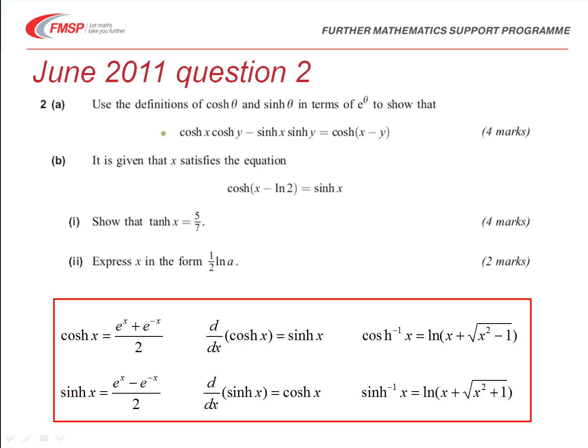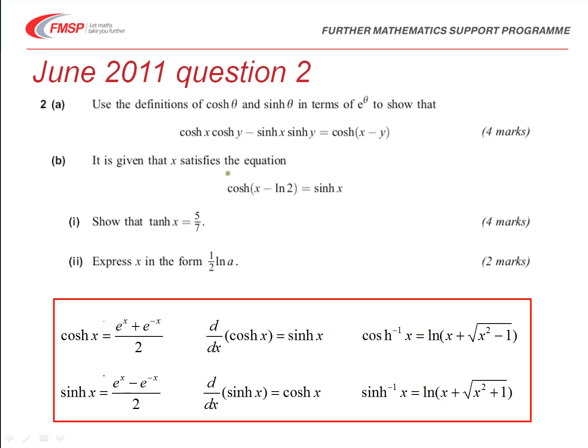In the first part we have to show, using the definitions of sinh and cosh, which remember are in the formula booklet if you forget them, that this identity is true.